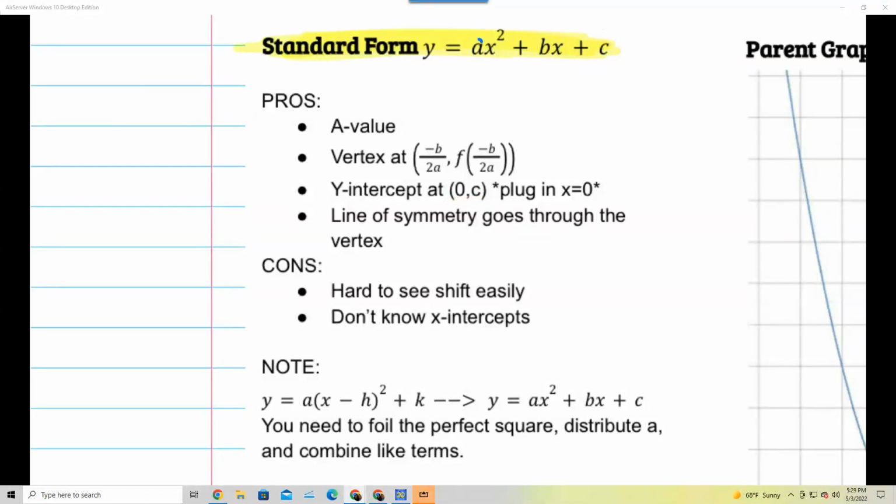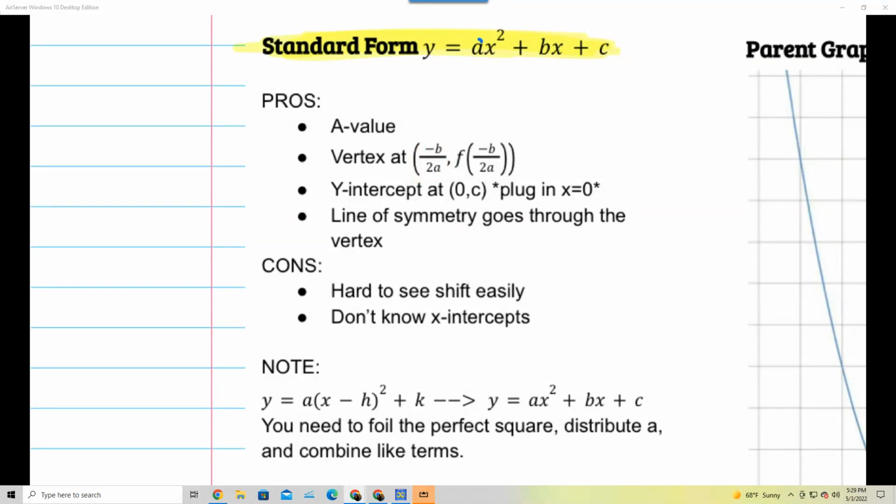If you don't know what I'm talking about, a better way of doing it is just plugging in x equals 0, and then this is going to be gone, this is going to be gone, and that'll give you the c we're talking about. And you can always find the line of symmetry because you know where the vertex is. Since the vertex is at negative b over 2a, f of negative b over 2a, your line of symmetry is x equals some number, always the x value from your vertex.